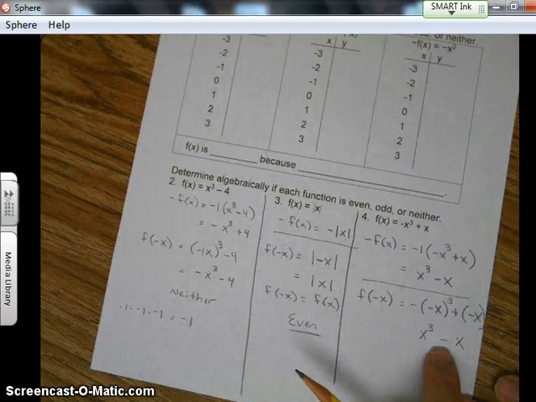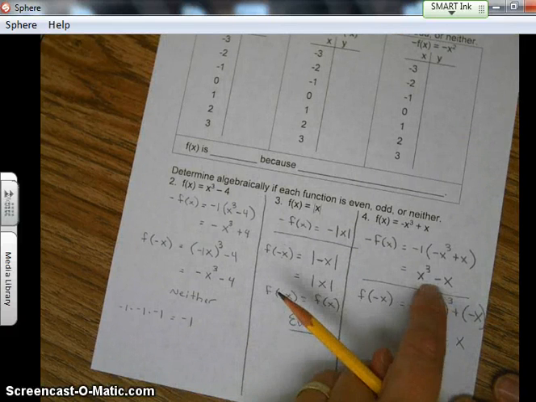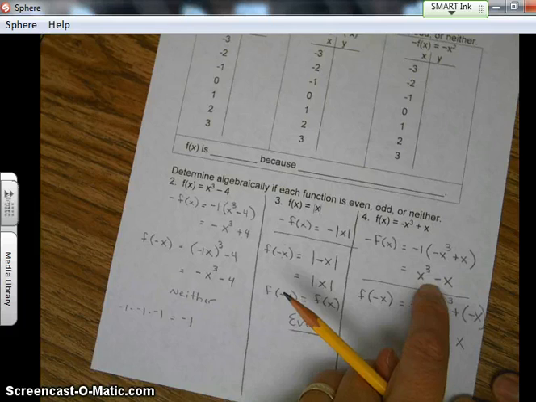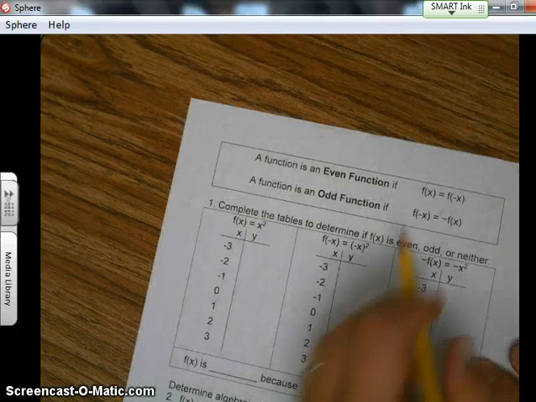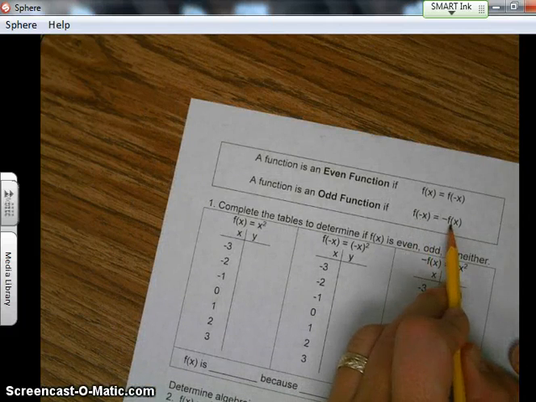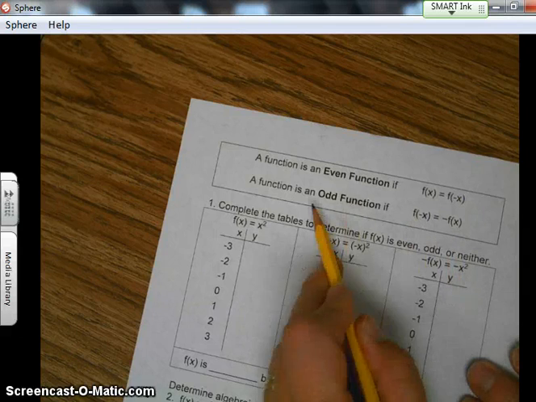Does this match the negative? Yes. It matches the negative. They're equal. So it is odd.